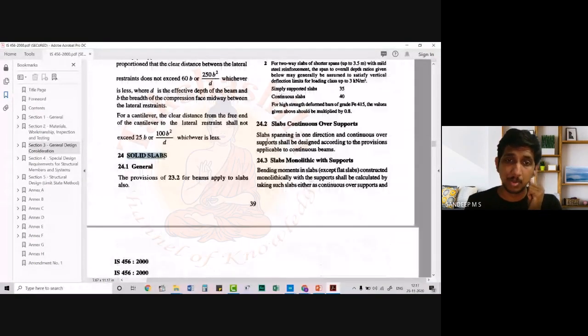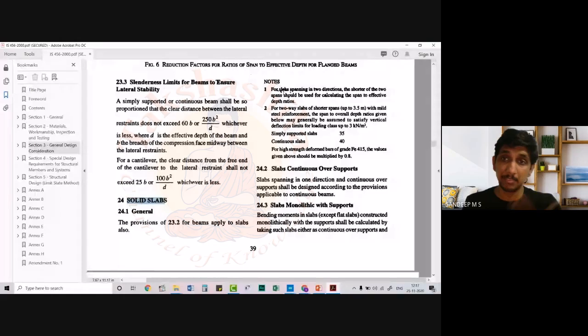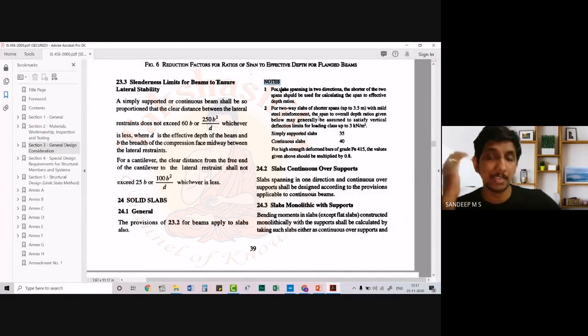But we have some notes given here. Let's see what is given there. For slabs spanning in two directions, that is the case we are dealing with right now, the shorter of the two spans should be used for calculating the span to effective depth ratio. What do you understand from that? In our case, we will be having an Lx and Ly. Ly will always be the larger dimension.